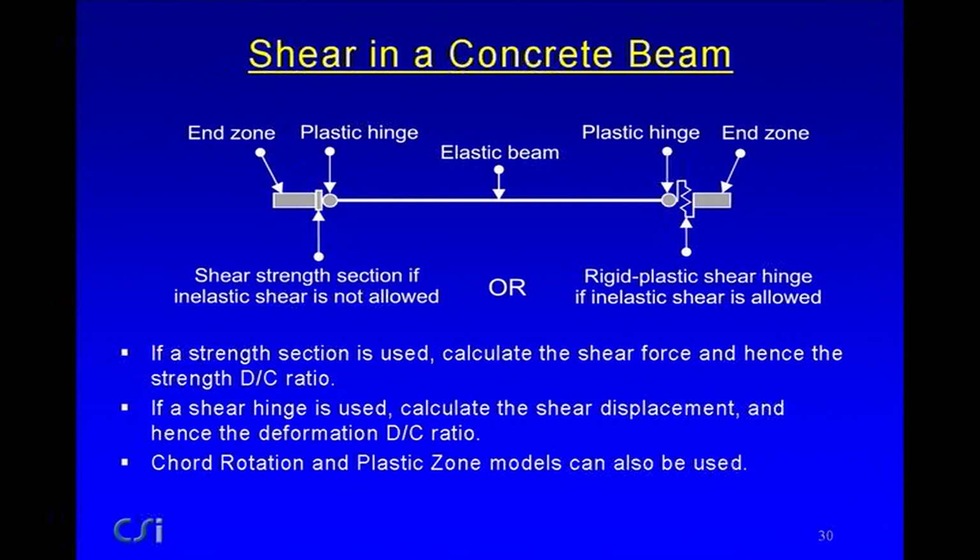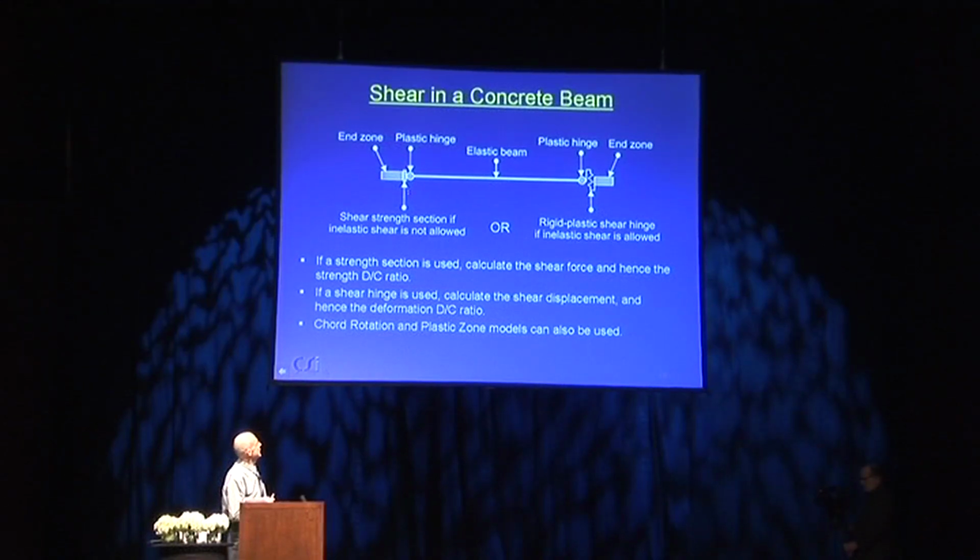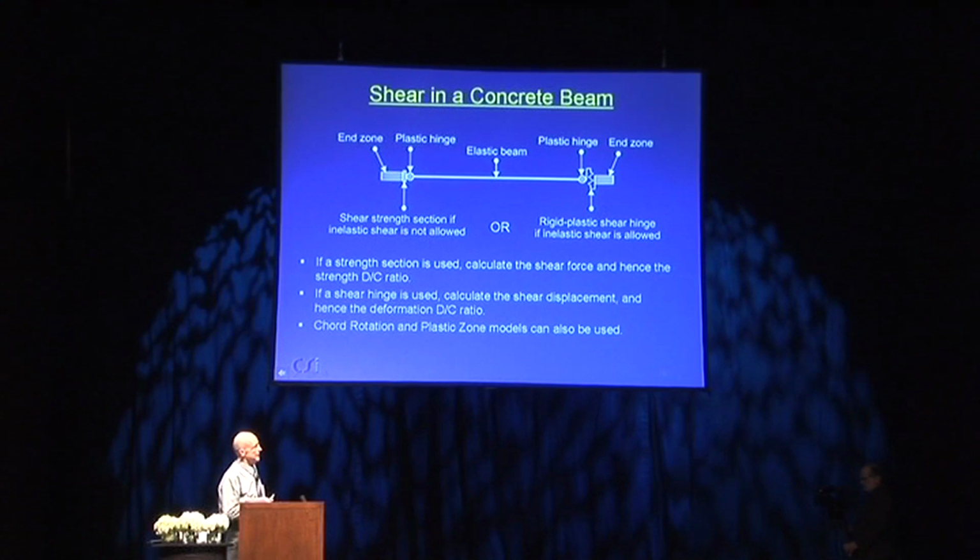If you did not want any inelastic behavior in shear, that would be the OR. You could put a shear strength section here, and calculate the shear strength demand capacity ratio. If it's larger than 1, it indicates, in fact, a shear hinge would form. That's not what you want. You have to redesign your beam.